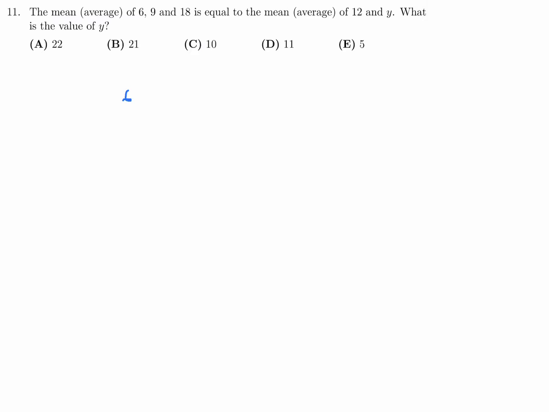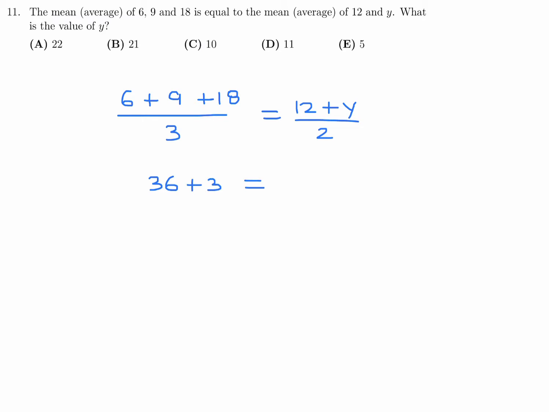6 plus 9 plus 18, their average, will be equal to the average of 12 plus y. So there you go. This is the mathematical equation we have to solve. Cross multiplying, you get 36 plus 3y. Cross multiplying on the other side, you'll get 66. And therefore, 3y is equal to 30, and y, therefore, is equal to 10. So number 11, the answer is C.